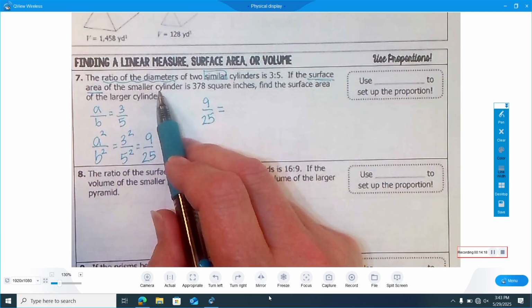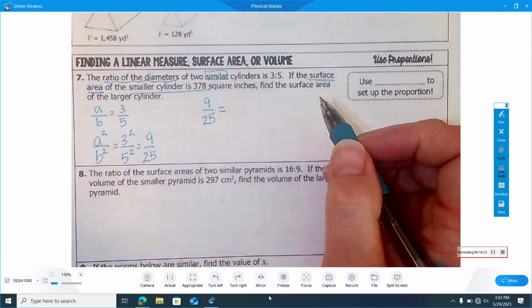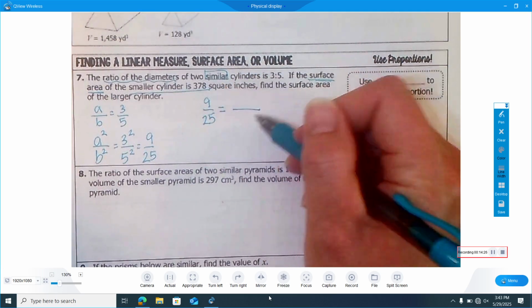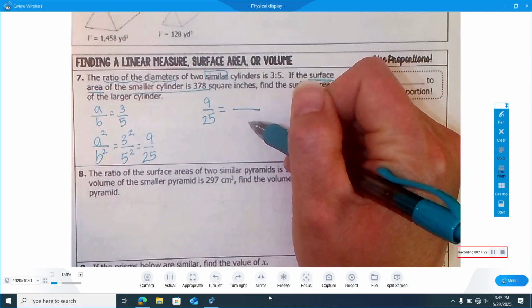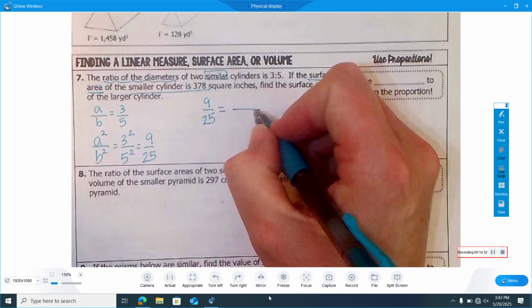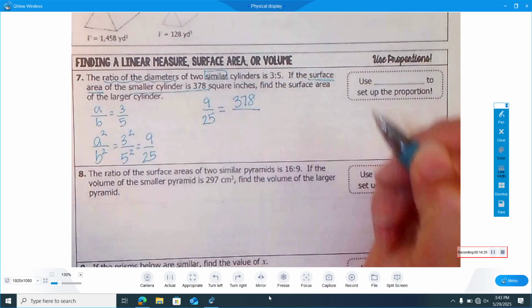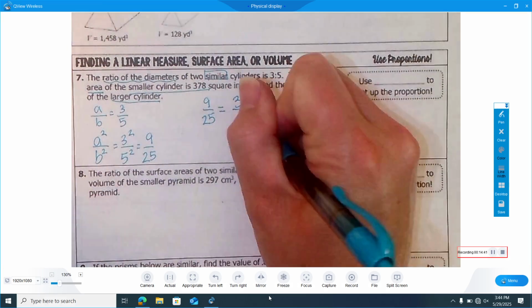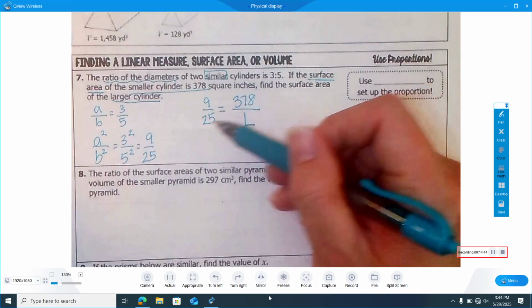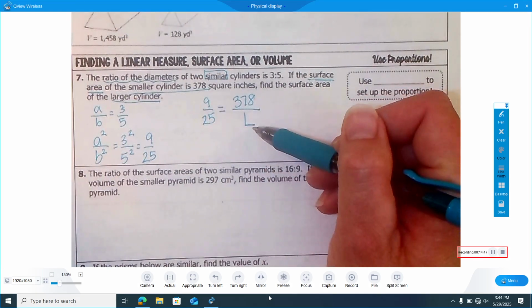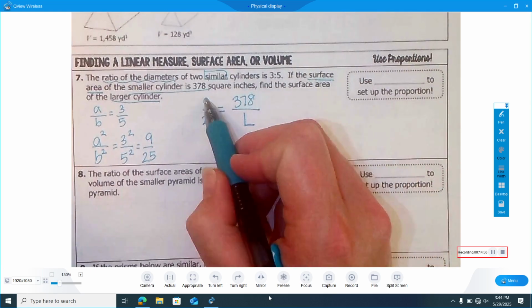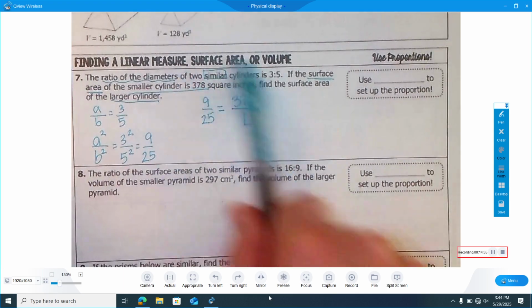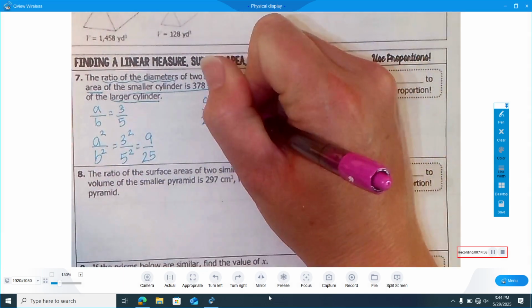And the smaller cylinder is 378 square inches. So I'm going to have another ratio here of a smaller to a larger cylinder surface area. So I have 378 square inches, and I want to find the surface area of the larger cylinder. I'm just going to call that L for larger. You'll notice I put the L on the bottom because it has to match up with the thing that's larger. 378 is smaller, so it's matching up with the smaller surface area ratio. And how do we solve these things? We cross multiply.